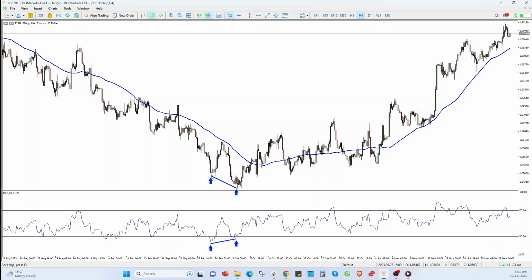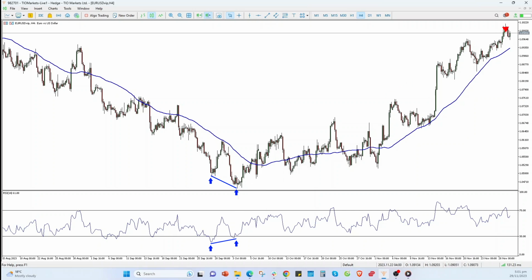The second low is higher than the previous low, but look at what the price has done. It has continued to make a lower low. This is also an example of divergence. And we can see what happened next. The price reversed and started an uptrend.